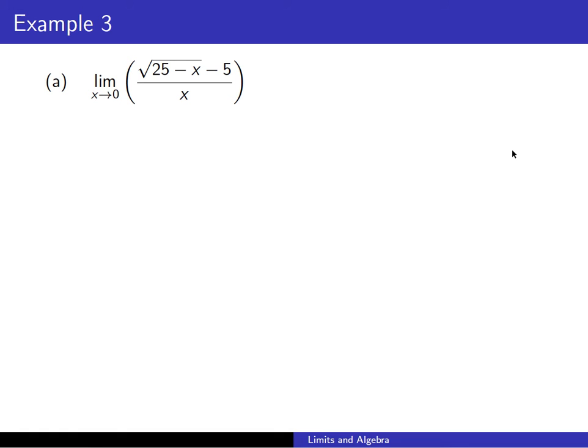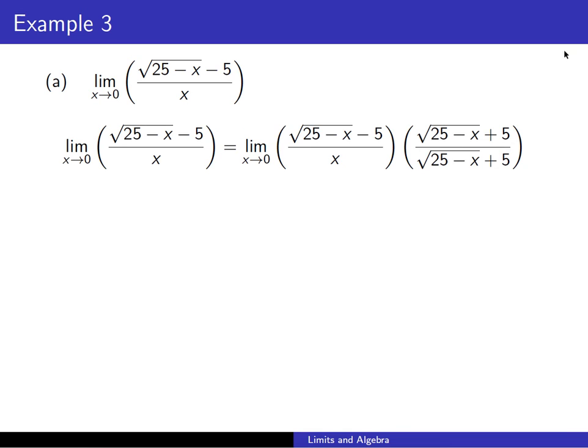So example 3, we have the limit as x approaches 0 of the square root of 25 minus x, minus 5, all over x. If we try direct evaluation, we'll get 5 minus 5, which is 0 over 0, and that's no good. So we're going to multiply both the numerator and denominator by the conjugate of the numerator. The conjugate of the numerator is going to switch this minus 5 to a plus. So we'll multiply both numerator and denominator by the square root of 25 minus x plus 5.